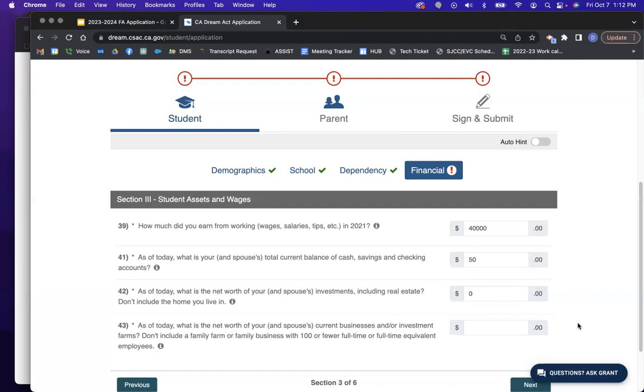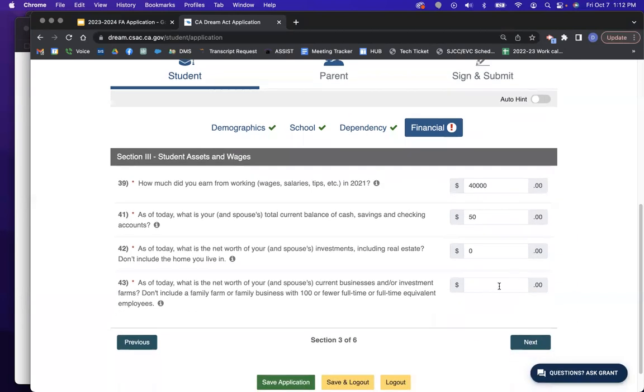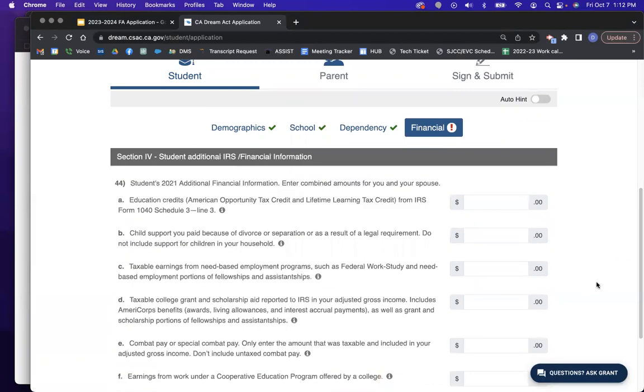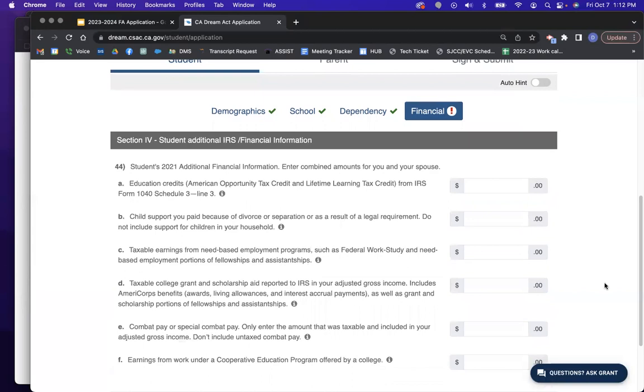This is not very common for students, so I usually put 0, and then any businesses or investment farms, which again are not very likely. So then I put 0. And then it's going to ask you about additional financial information.